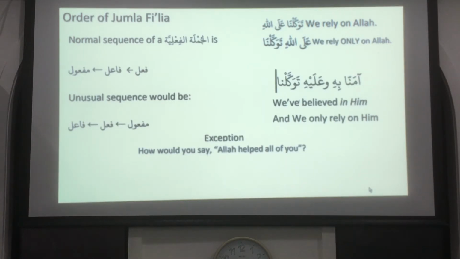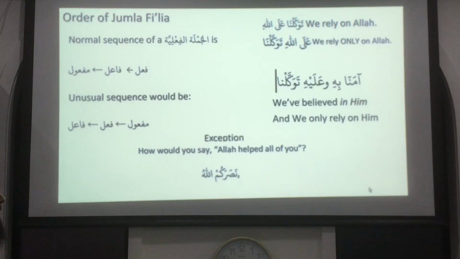How would you say, Allah helped all of you? Help is the fail. What is the fa'il here? Allah. Who did Allah help? All of you. So that's the maf'ul, right? If we go the normal way, then I have to say Nasarallahu kum. But you cannot have kum by itself. You should say Nasarakumullah. So with the attached pronoun, that is the normal situation.